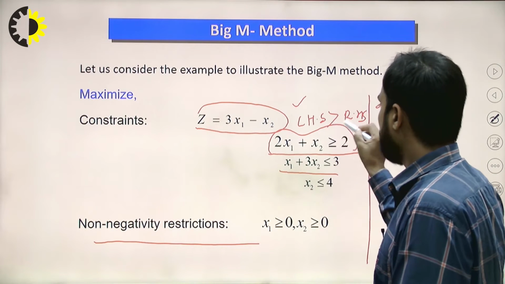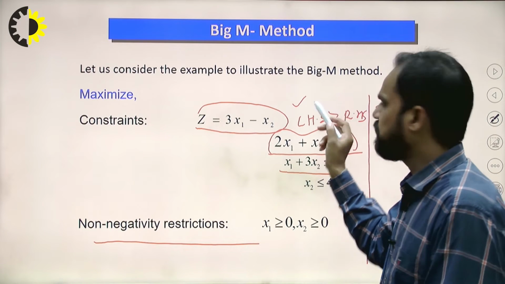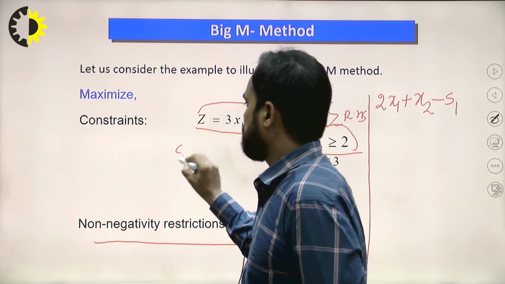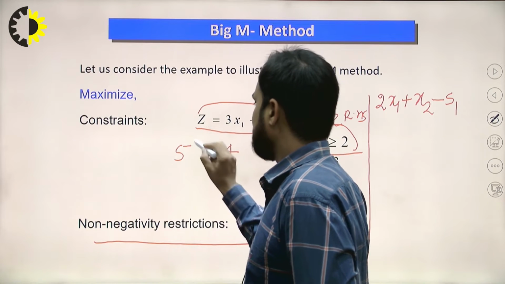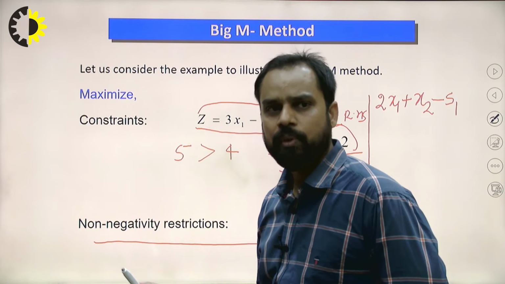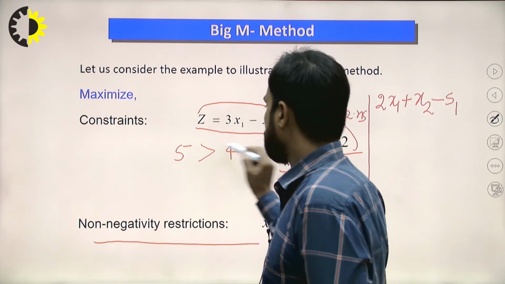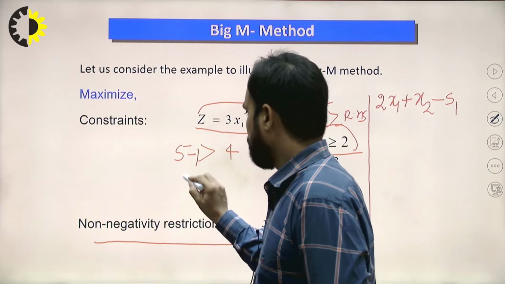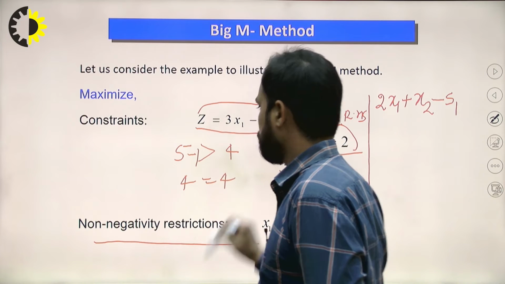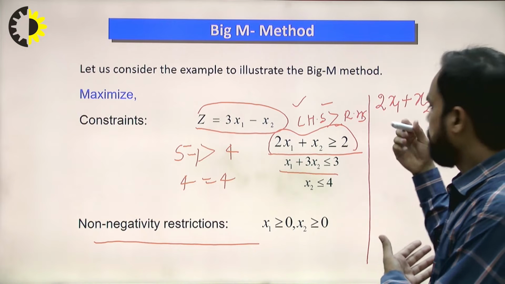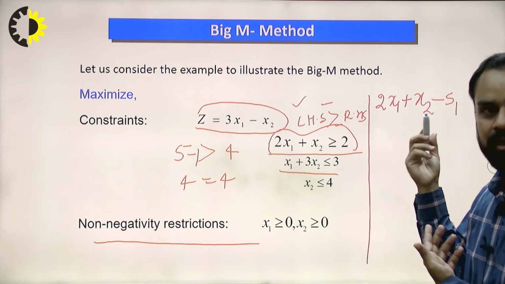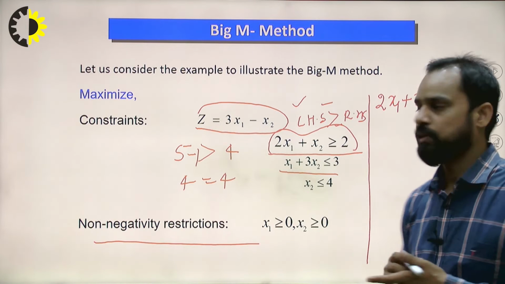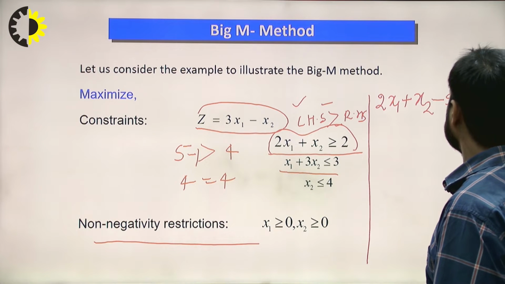If we want to equate both, then we have to reduce something. Just like for example, if this is 5 and this is 4, it is clearly indicated 5 is greater than 4. If I want to make 5 equal to 4, then I have to subtract 1. Then you can say 4 is equal to 4. That's why we have to subtract a variable that is known as the surplus variable. Now we can equate it to 2.